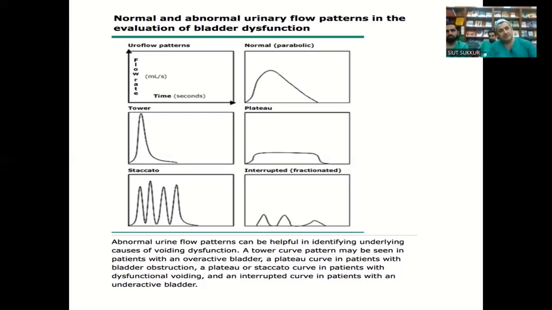Basically, I wanted our residents to know that Qmax is just one single parameter. Whenever we are talking about urinary flow, we have to look at the entire picture: the graph, the Qmax, post-void residual volume, pre-void volume in the bladder. Everything is very important. Then we can reach any conclusion or any clue about the condition the patient is suffering from.